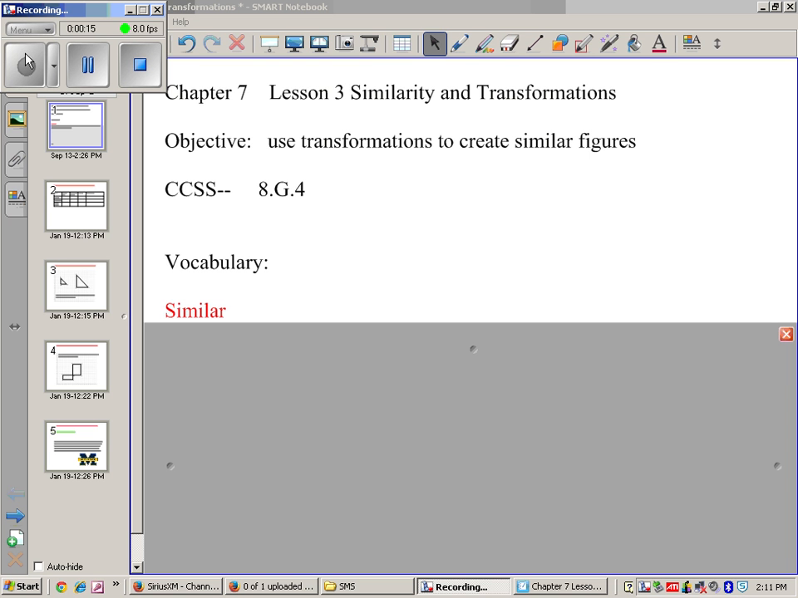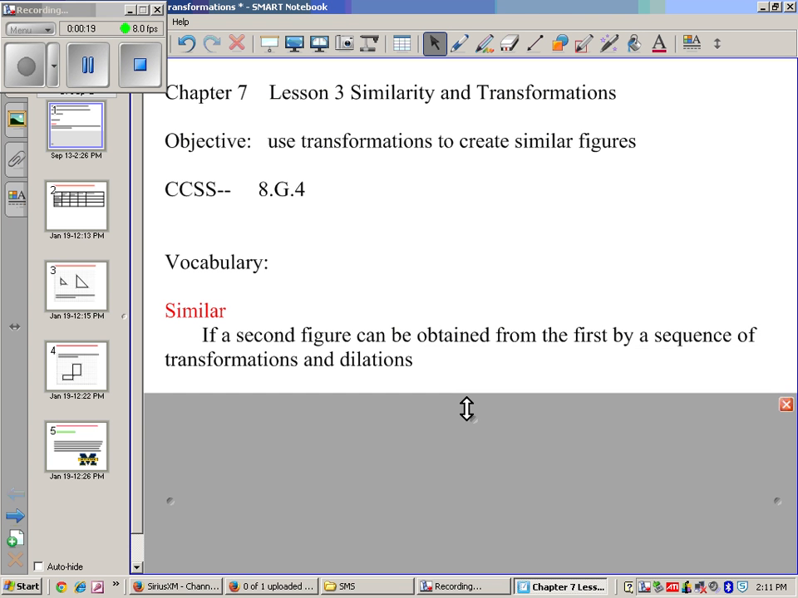It is similar. And similar means a second figure can be obtained from the first by a sequence of transformations and dilations. That's what we're shooting for this lesson. Once again, you can always pause the video to write down your definition as we proceed.